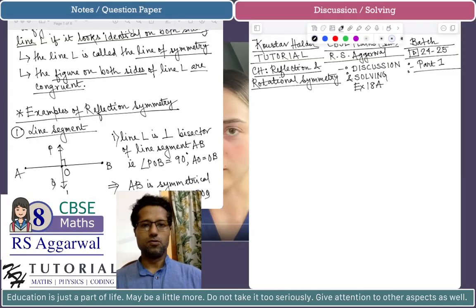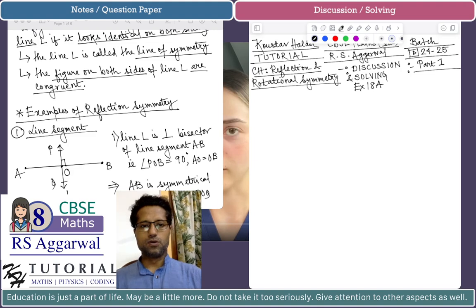Okay, so I have my rough notes, quick notes prepared on the left hand side. I will mention the link of the PDF of the quick notes in the description below, so you need not take any screenshots of my notes. And on the right hand side, I will discuss the concepts and solve the problems from exercise 18A.